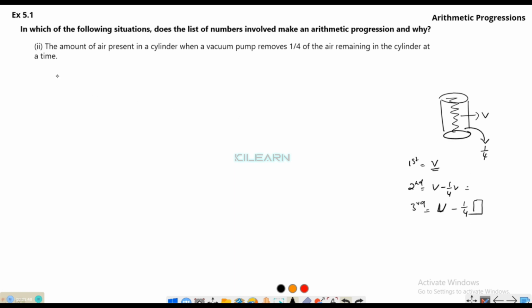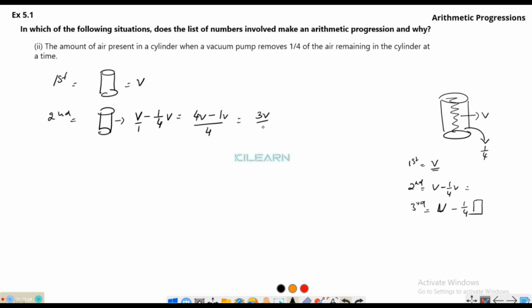So we'll take the first step. In the first step, the volume in the cylinder is V. For the second step, what happens? 1/4 of the volume is removed. So from the total volume, 1/4 is removed, which gives us a fraction subtraction: 4V by 4 minus V by 4, which is 3V by 4. So 3/4 of the volume remains the second time.